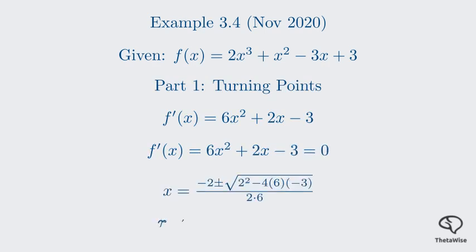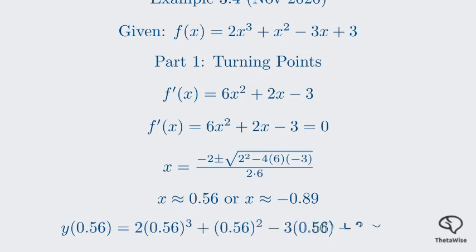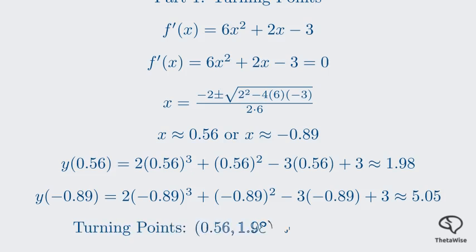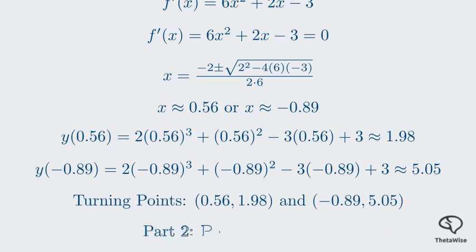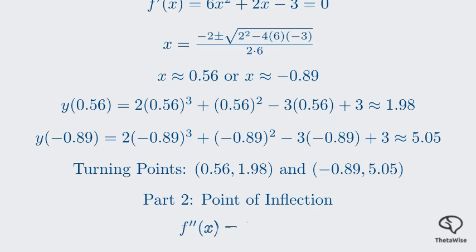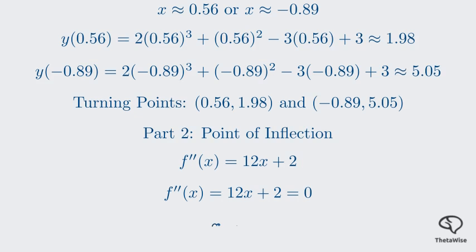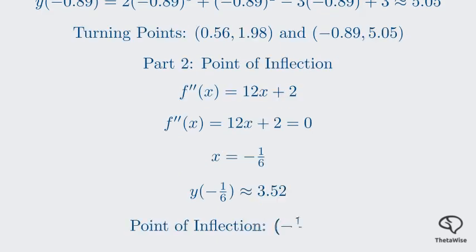We use the quadratic formula to solve for x, getting approximately 0.56 and negative 0.89. We then substitute these x values back into the original function to find the corresponding y values. This gives us our 2 turning points. For the point of inflection, we find the second derivative, which is 12x plus 2, and set it to 0. This gives us x equals negative 1/6. Substituting this into the original function gives us the point of inflection. Next, we would draw a table of values and sketch the graph. Let's fast forward to the main part of our lesson.